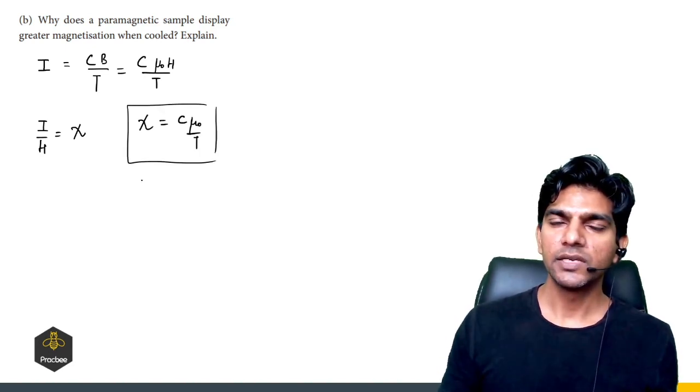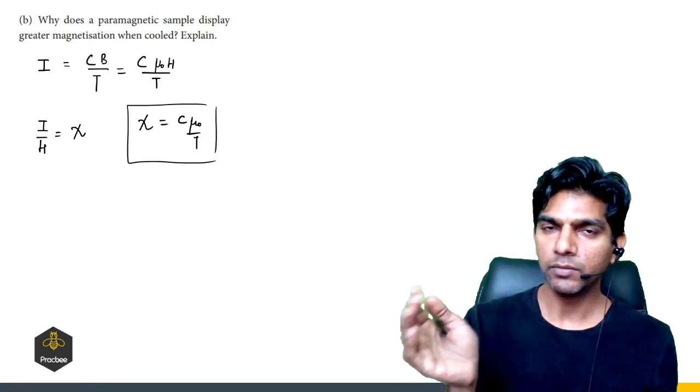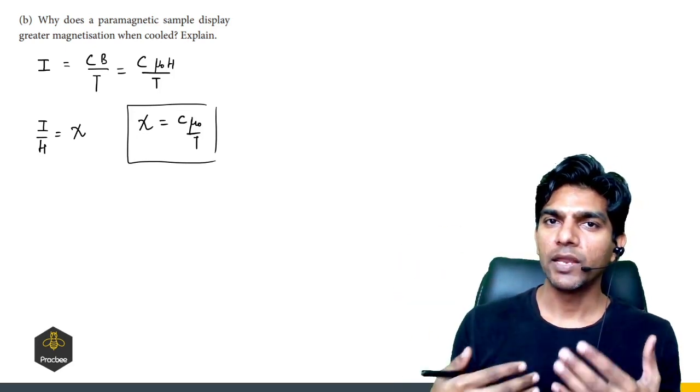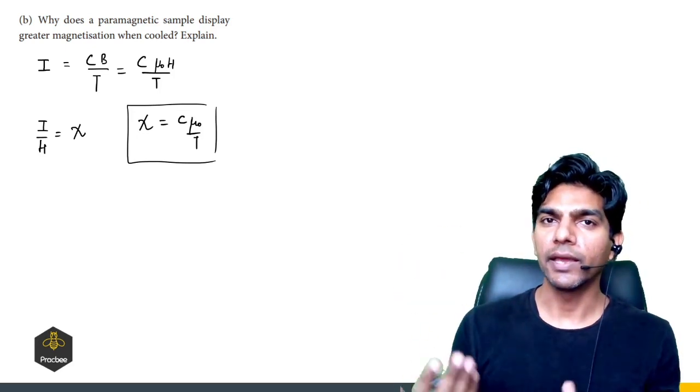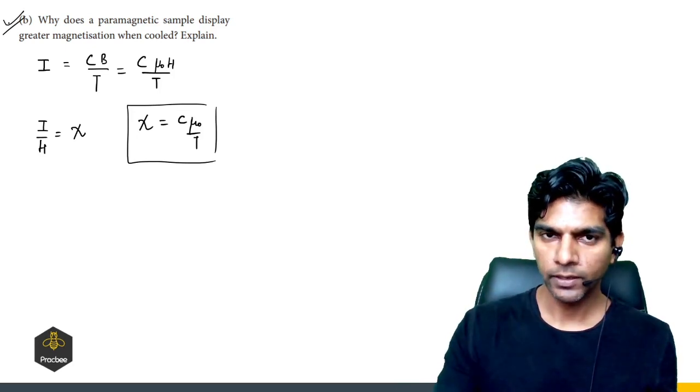So magnetic susceptibility is inversely proportional to the temperature. As we decrease the temperature, magnetic susceptibility increases, and hence the paramagnetic material will show greater magnetization. So this is the explanation for this question.